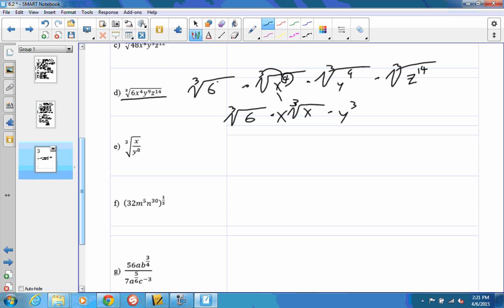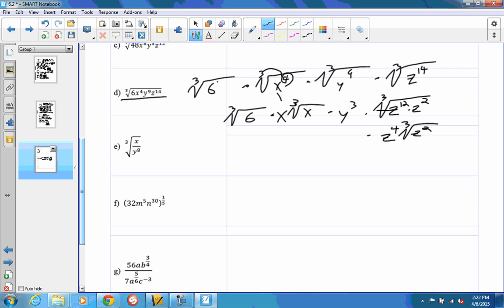So then, the cube root of z to the 14th. How many can I pull out of there? 3, but do we agree that this is the same as the cube root of z to the 12th times z to the 2nd? If I simplify that, I can pull out z to the 12th, which is just z to the 4th, right?